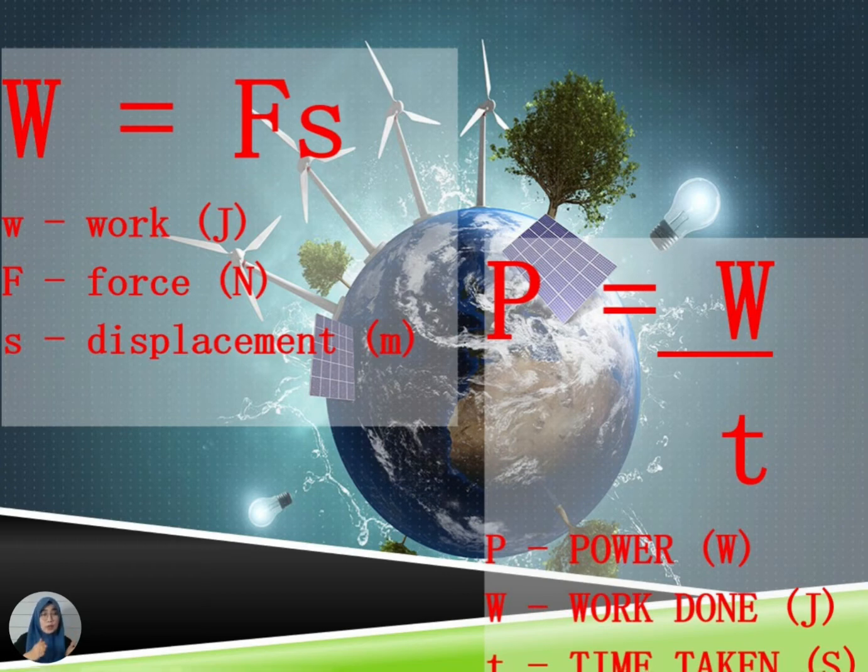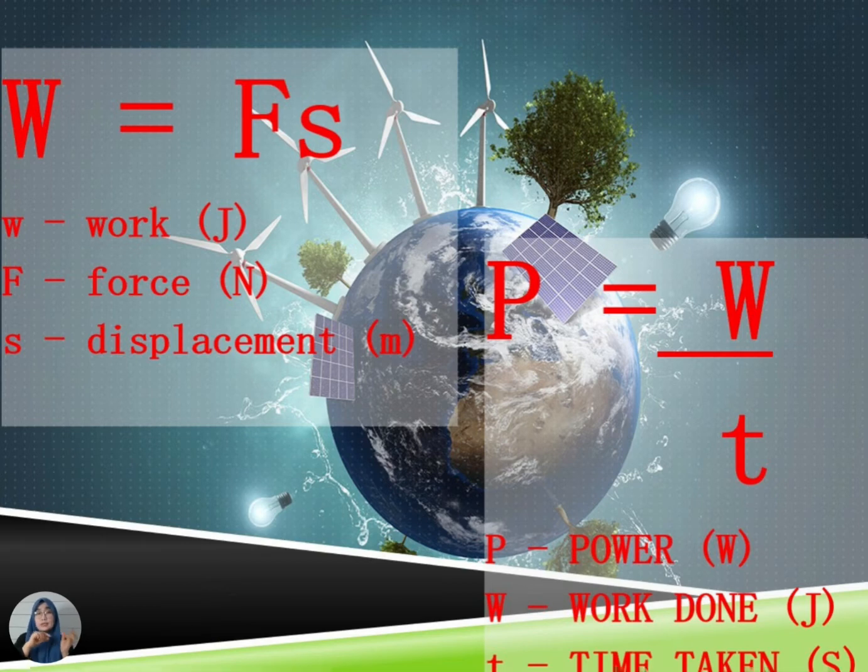W is work, is equal to F, which is force. The unit is Newton, and s is displacement, which is in meter. And the second one, we cover the formula where P is power. The unit of power is W, which is watt, equal to W, which is work done, in joule. We already know the formula for the work.